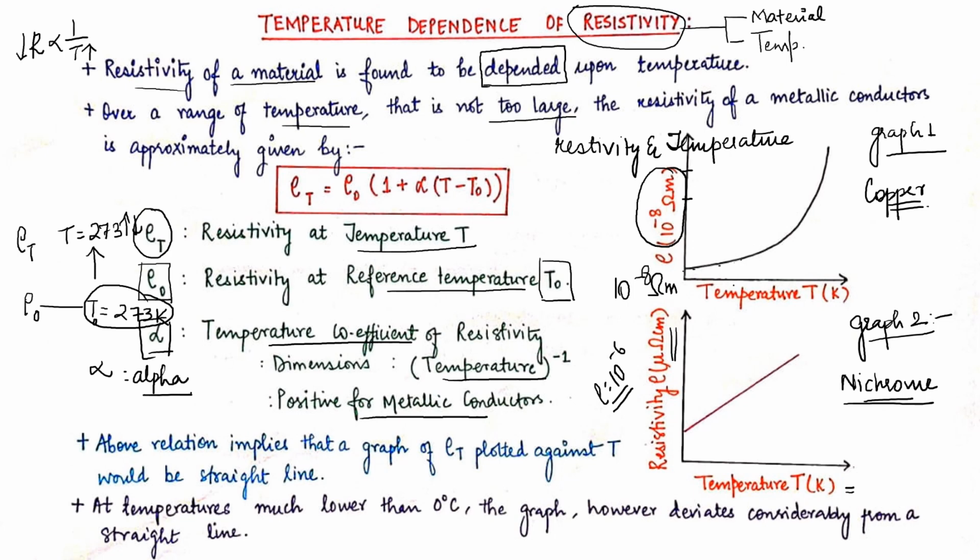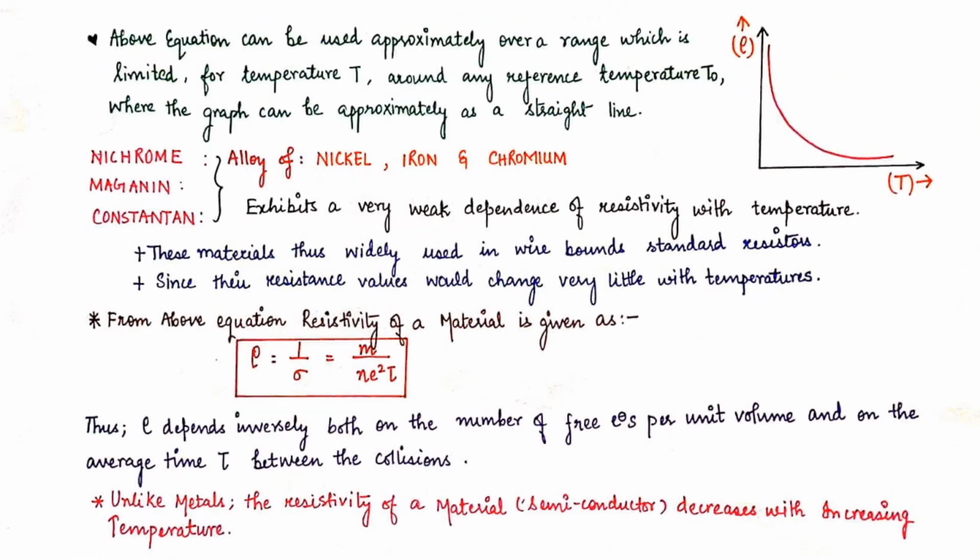Now, the above relation implies that a graph of rho T plotted against T would be a straight line. At temperatures much lower than 0 degree centigrade, the graph, however, deviates considerably from a straight line. If we are going below 0 degrees, we will not see any straight line graph. Now, the above equation can be used approximately over a limited range of temperature T around any reference temperature T naught, where the graph can be approximated as a straight line.